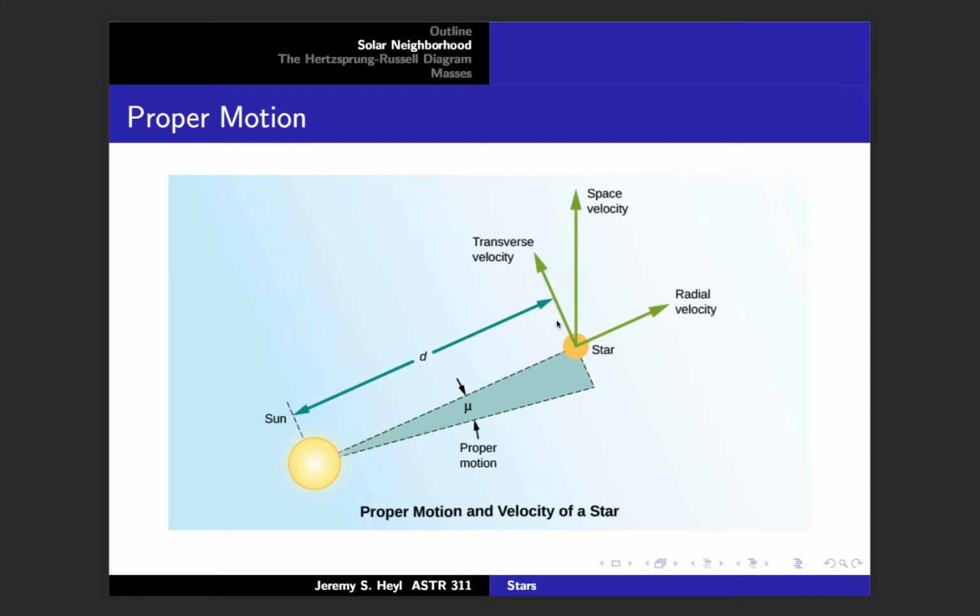So if we think about how a star can move, it can move across the sky, which we call the proper motion, which is measured in angle per time. And it can move away from us or towards us. And for stars going out to distances of thousands of parsecs, we can measure both of these quantities. We can measure how fast they're moving across the sky and how fast they're moving towards us or away from us.